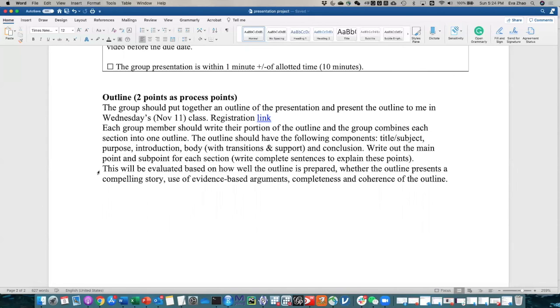The outline will be evaluated based on how well it is prepared, whether it presents a compelling story, use of evidence-based arguments, and completeness and coherence of the outline. If you are well prepared, you should be able to get the 2 points. It's not really dependent on the quality or how insightful your results are. It's more about the effort, whether you have done good preparation for the presentation.